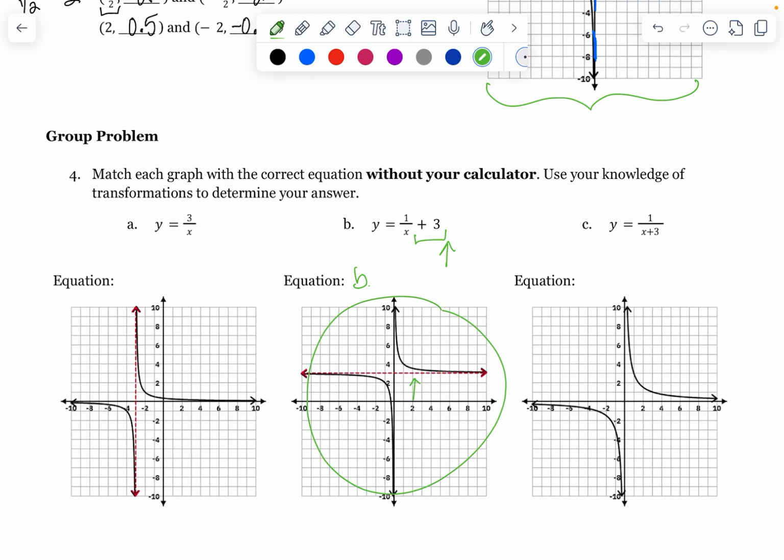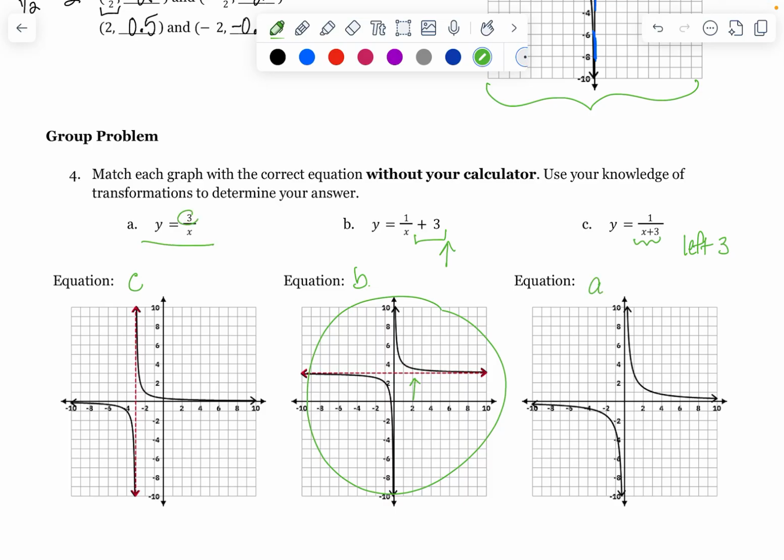Then I'm going to look at equation C. This x plus 3 is on the inside of our denominator, which means it is actually going left 3 units, which would correspond to our first graph. And then A would correspond to our last graph.